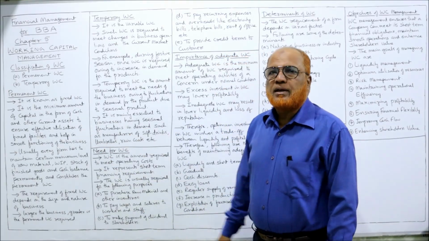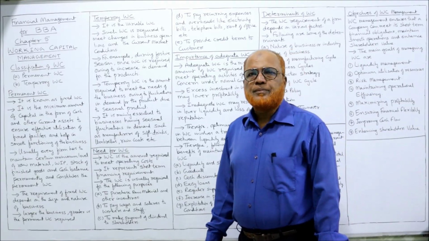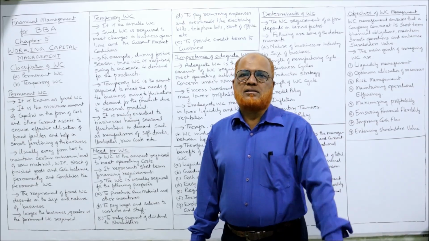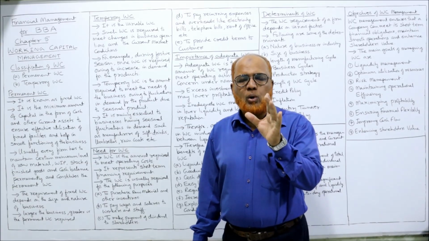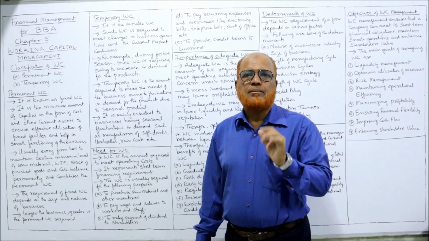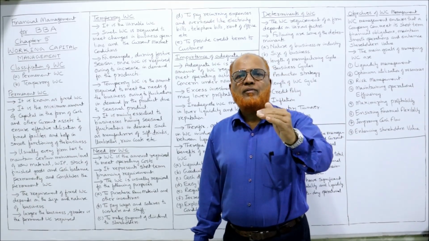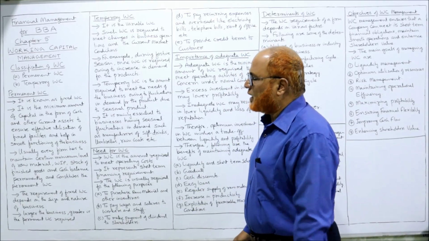Now, permanent working capital is also known as fixed working capital. It is the minimum amount invested in current assets. That means this working capital will always be there with the business, with the company. It will not fluctuate. The minimum amount of investment in current assets is called permanent working capital.